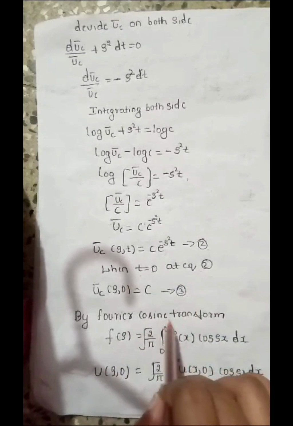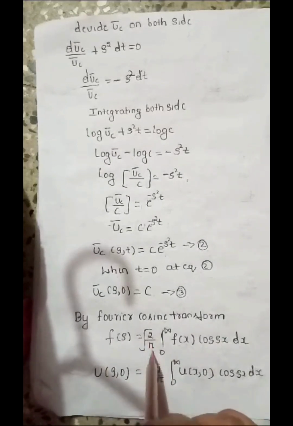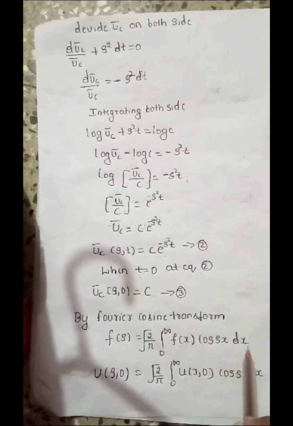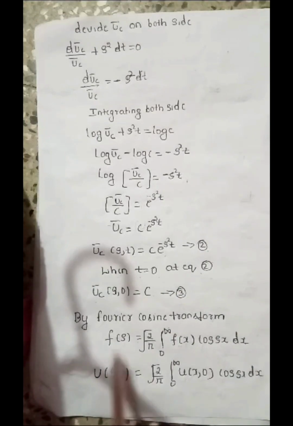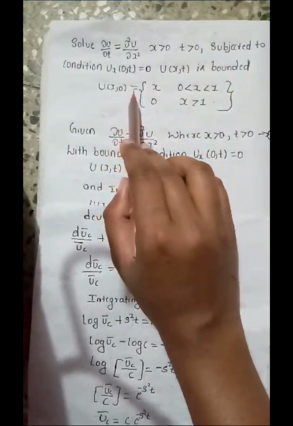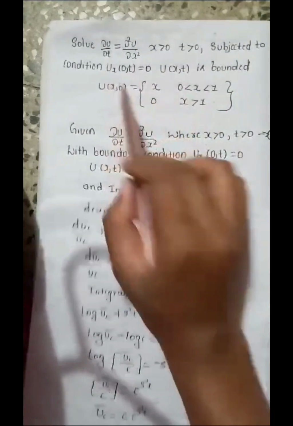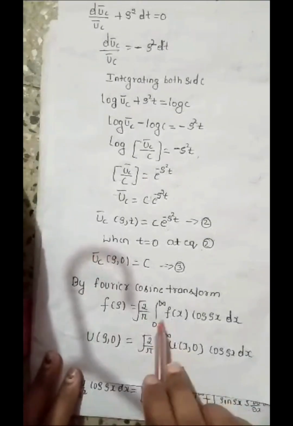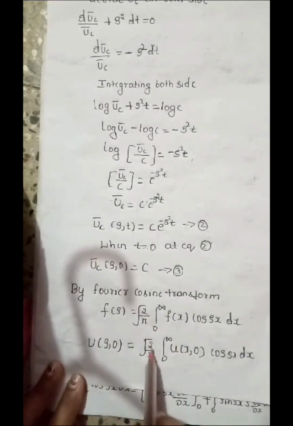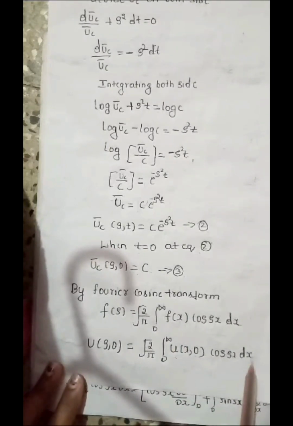By the Fourier cosine transform, we know the formula: F(s) equals square root of 2 by pi, integral from 0 to infinity of f(x) cos sx dx. Then we know the initial condition that we have taken, that u(x, 0) equals x when x is greater than 0 and less than 1. For this we take, instead of f(x), u(x, 0): ū_c(s, 0) equals square root of 2 by pi, integral from 0 to infinity of u(x, 0) cos sx dx.